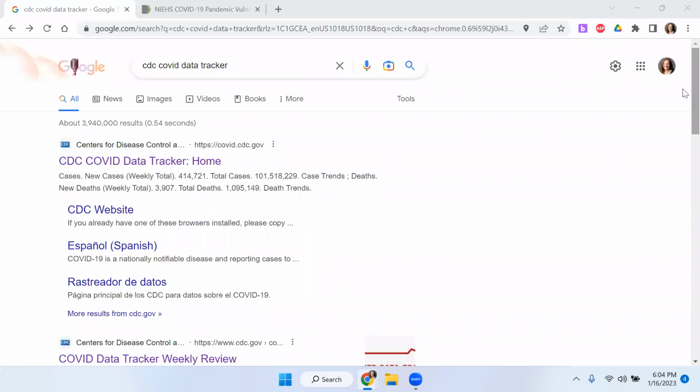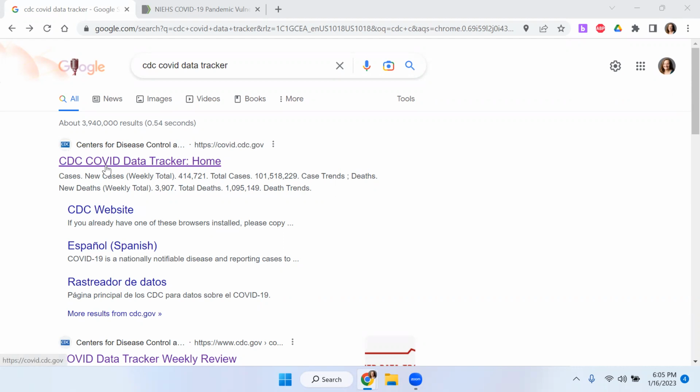Hi friends, it's Rebecca, and I want to show you how to use the CDC's COVID data tracker to find information about your local community spread and hospital use, vaccination rates, and other information about COVID on the ground where you are so that you can make informed choices about your risk and the risks you're taking for your family.